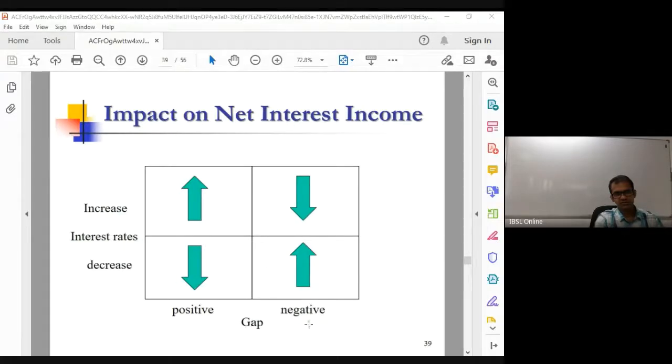The opposite is true for a negative gap. When you have a negative gap and interest rates increase, the cost of borrowing increases, so net interest income decreases. When you have a negative gap and interest rates decrease, the cost of borrowing decreases, therefore net interest income increases. This is the summary, so you should be clear about this: positive gap, negative gap, interest rate increase and decrease, and the impact on the net interest income.